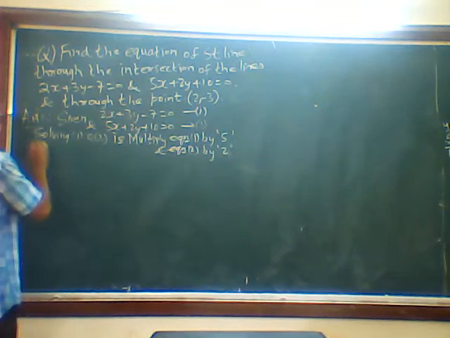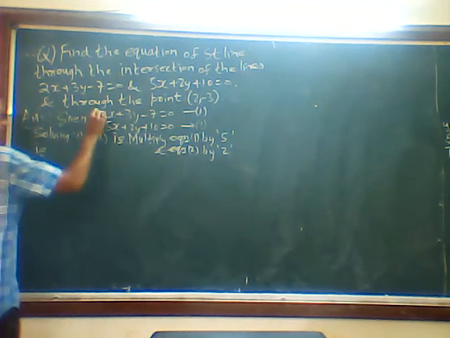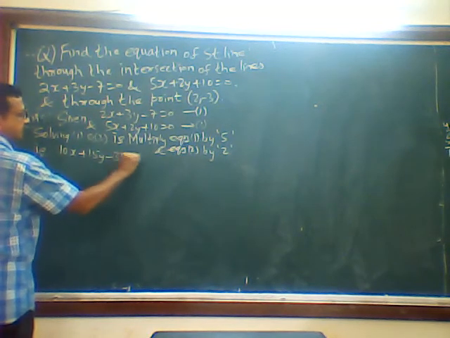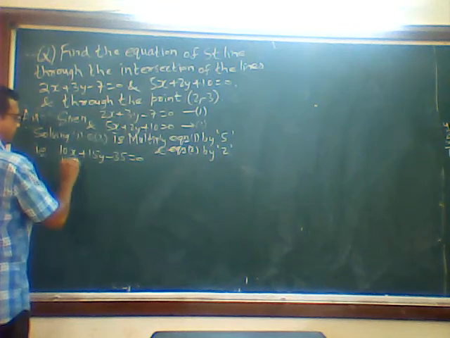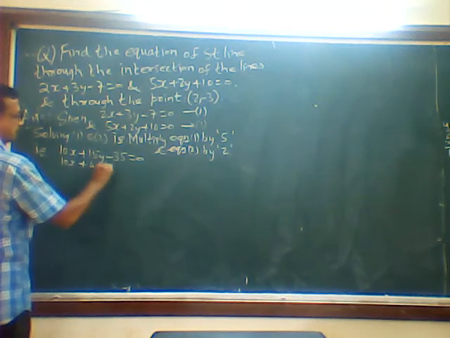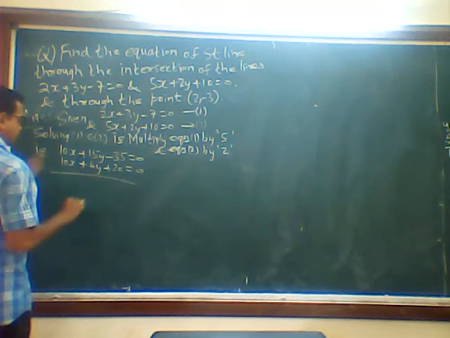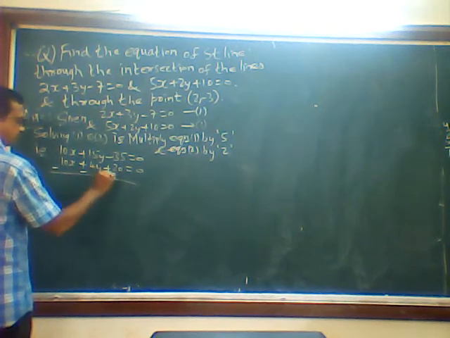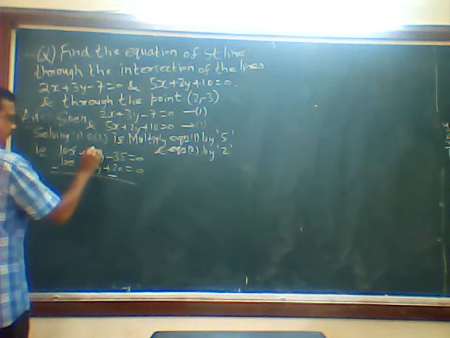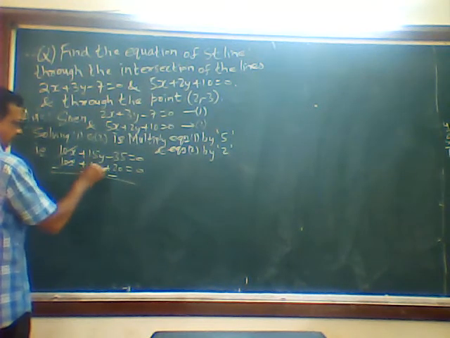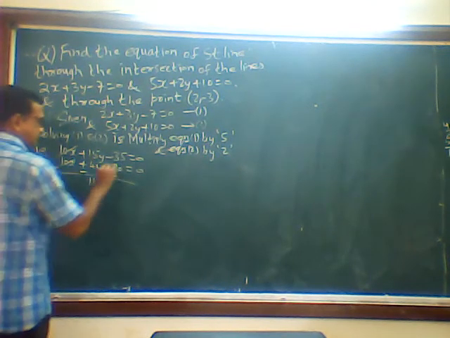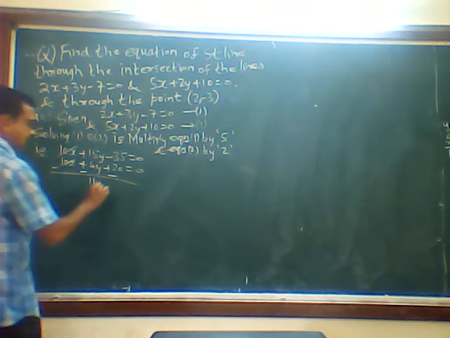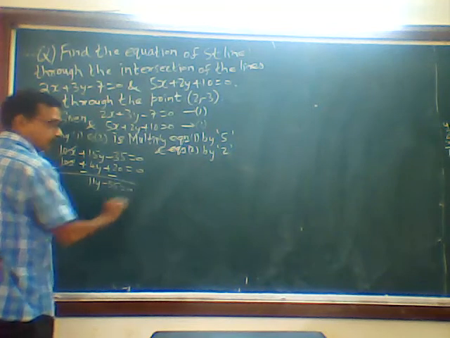Equation 1 will be multiplied by 5: 5 times 2 is 10x, plus 5 times 3 is 15y, 5 times 7 is 35. This will be equation 2: 10x plus 4y plus 20 is equal to 0. I want to cancel this, so I subtract, changing minus into plus. 15y minus 4y is how much? 11y. Then minus 35 minus 20 will be minus 55 is equal to 0.